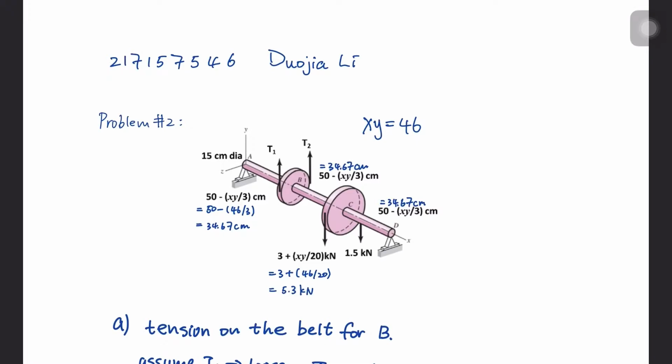In this case, the last two digits of my student number are 46, so xy is 46, and I can use this to find the distance of each section, which is 34.67, and also one of the belts for pulley C. The force is 5.3 kilonewtons. And then let's move on to part A.